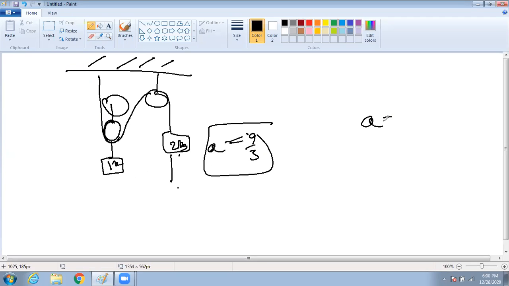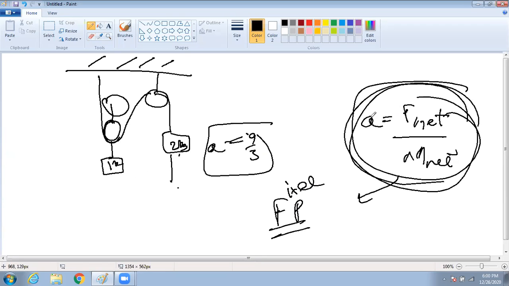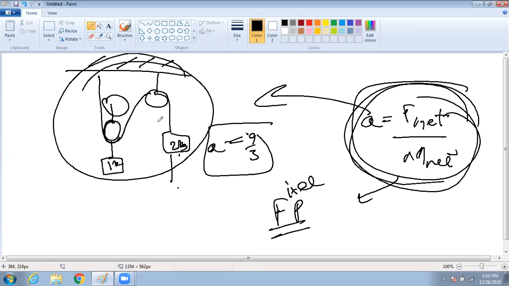You cannot apply here the formula F net by M net. This is only applicable for which pulley? Fixed pulley. Okay? This formula applies for a fixed pulley. You cannot apply the shortcut formula here. This is a movable pulley. When a movable pulley is there, you have to find it by equations only. Understood? Understood all of you?